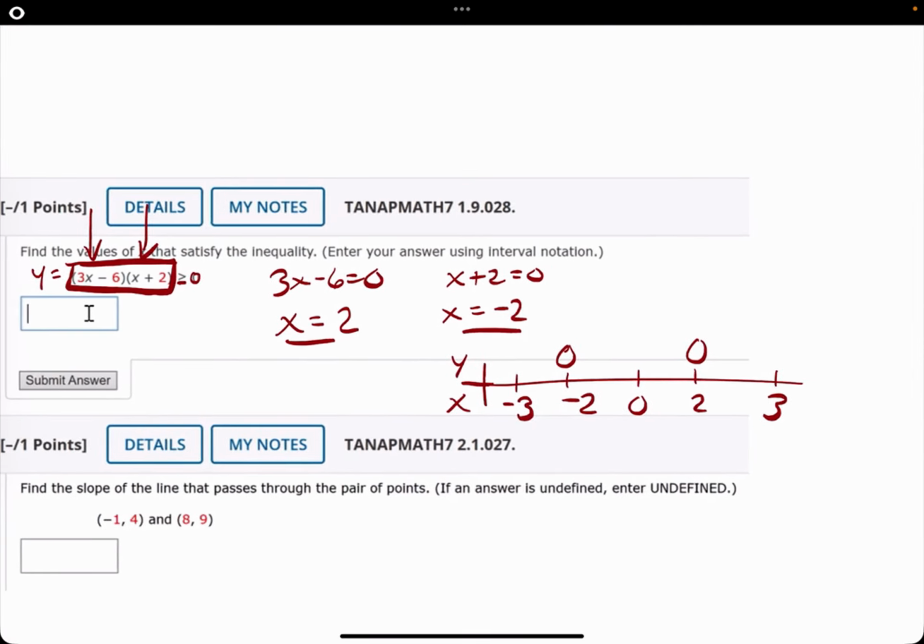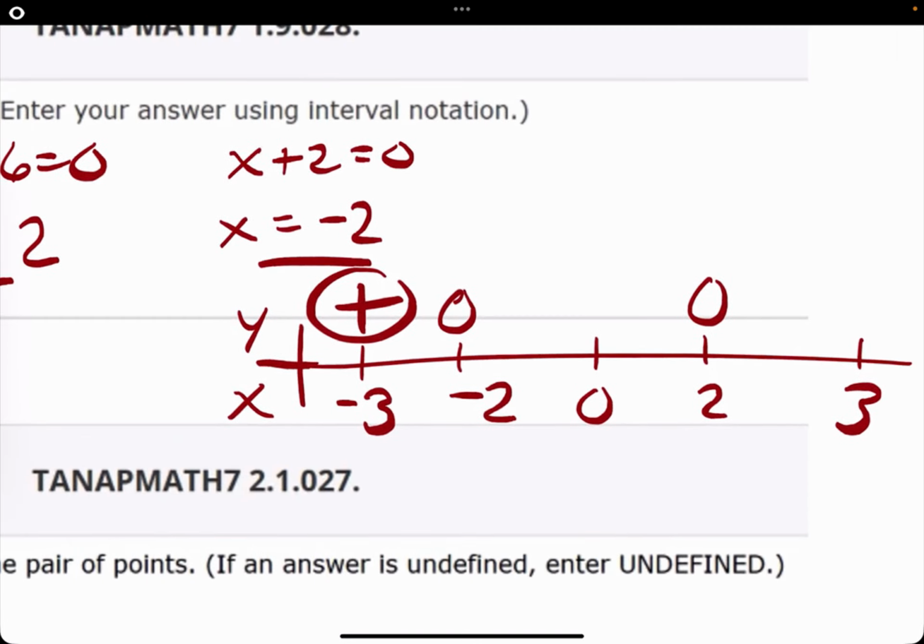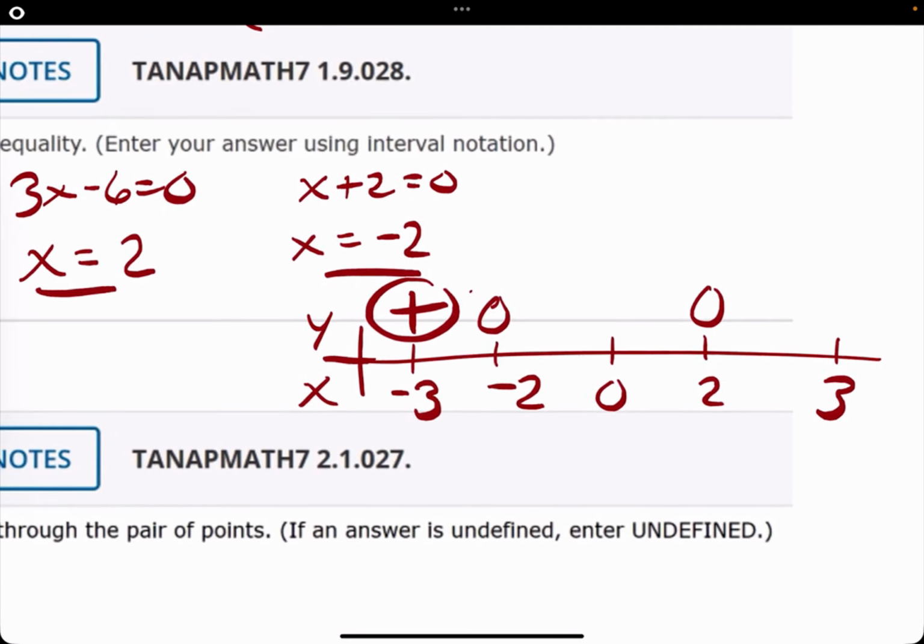When we plug in negative 3, we get negative 9 minus 6. Negative 9 minus 6 is a negative, but then negative 3 plus 2 is also a negative. So a negative times a negative is a positive. What this means is not just at negative 3 is the y value positive, but really everything from negative infinity all the way up to negative 2 is positive.